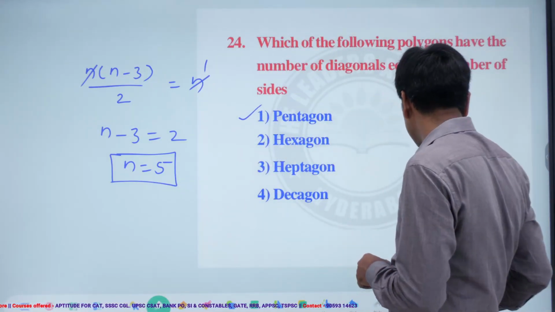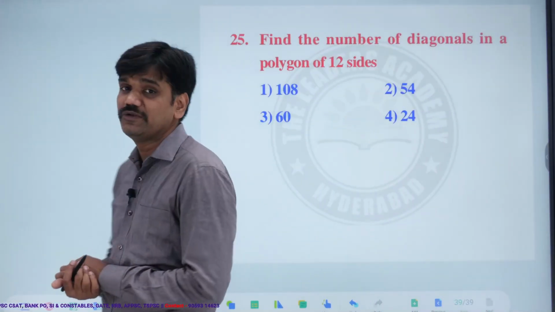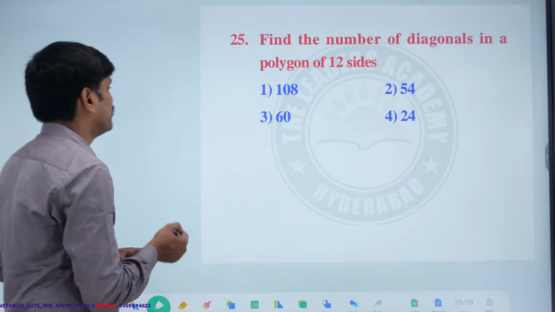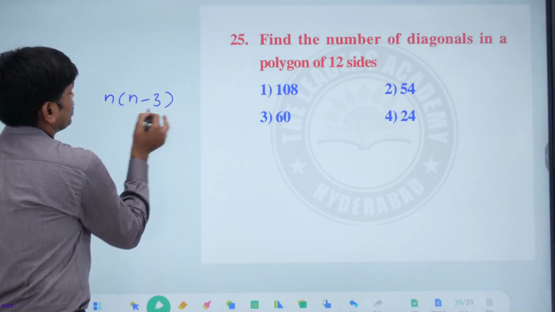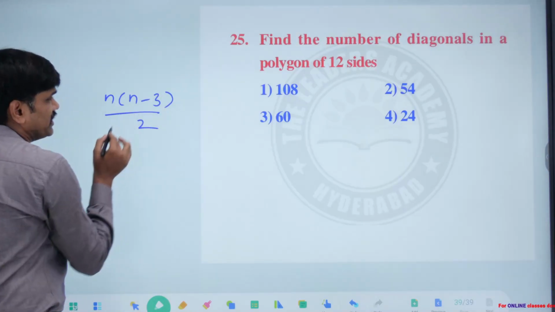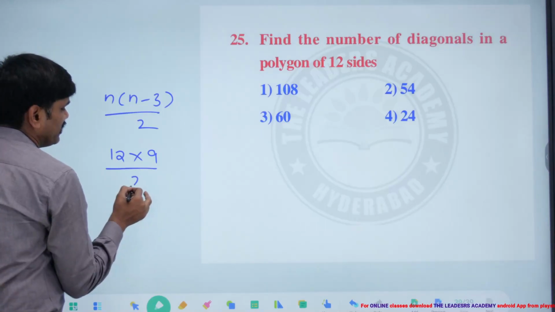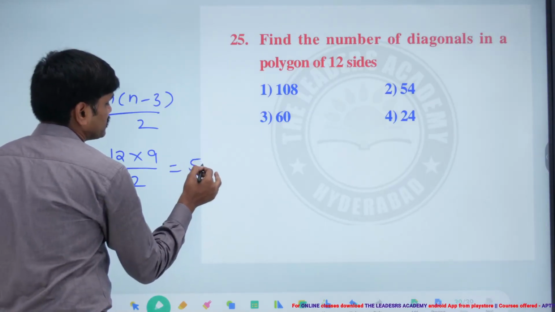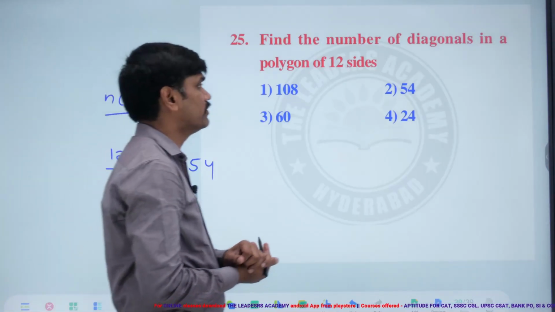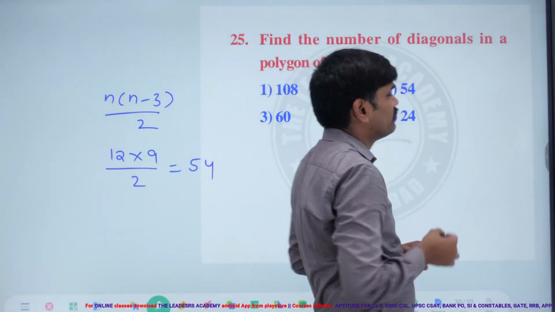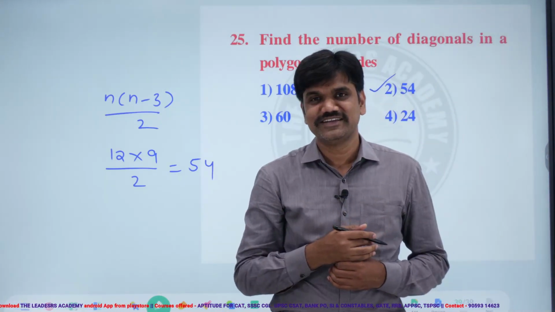Next, problem number 25. Find the number of diagonals in a polygon of 12 sides. Apply the formula. Number of diagonals is given by the formula n into n minus 3 by 2. We know that n is given as 12. Substitute that. That will give you 12 into 9 by 2, which is 54. 9 sixes are 54. Hence, a polygon of 12 sides will have 54 diagonals.